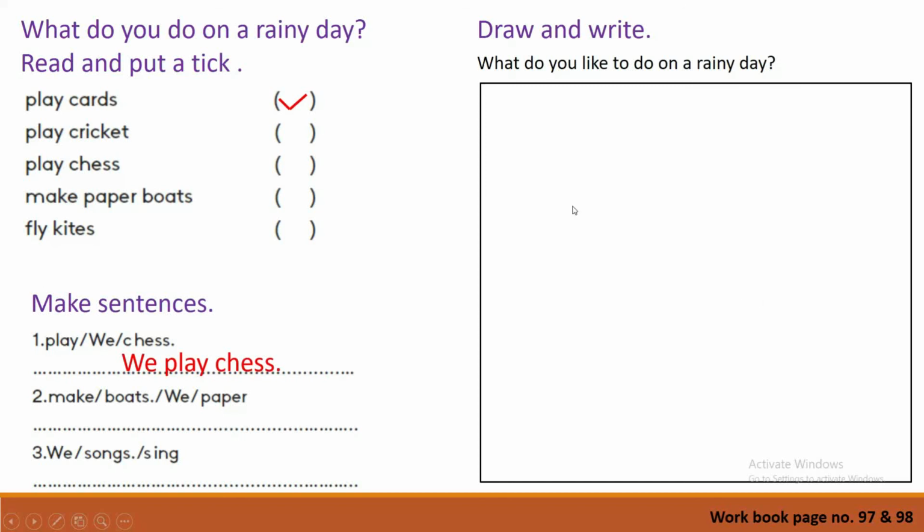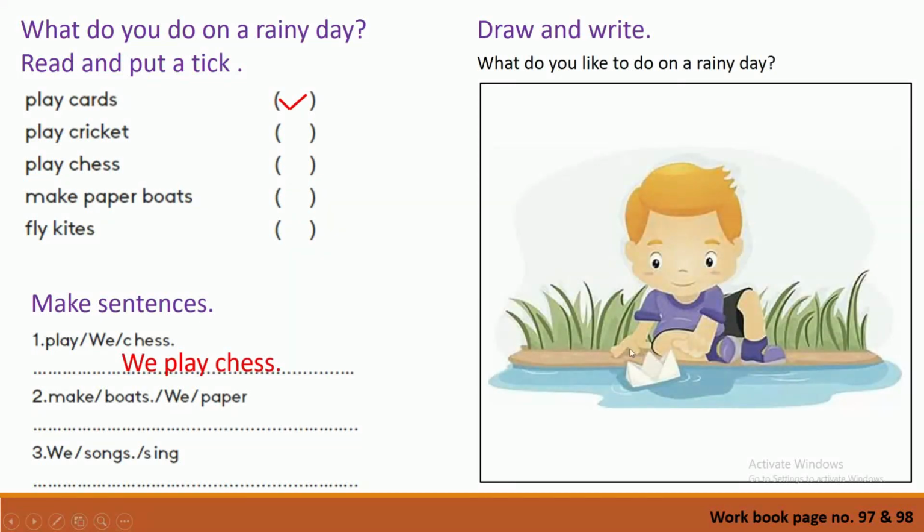I will show you the example. Yes, I like to make paper boats. I like to make paper boats on a rainy day. Then you have to write the sentence. I like to make paper boats. I hope you will be able to draw a nice picture and write a sentence about the picture.